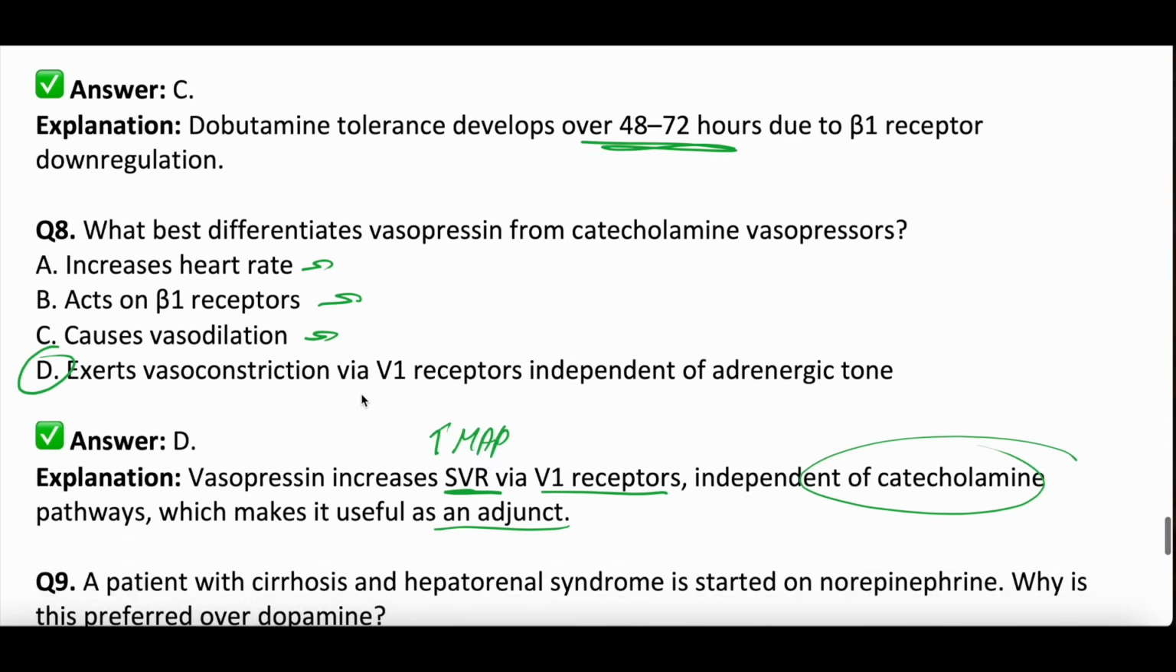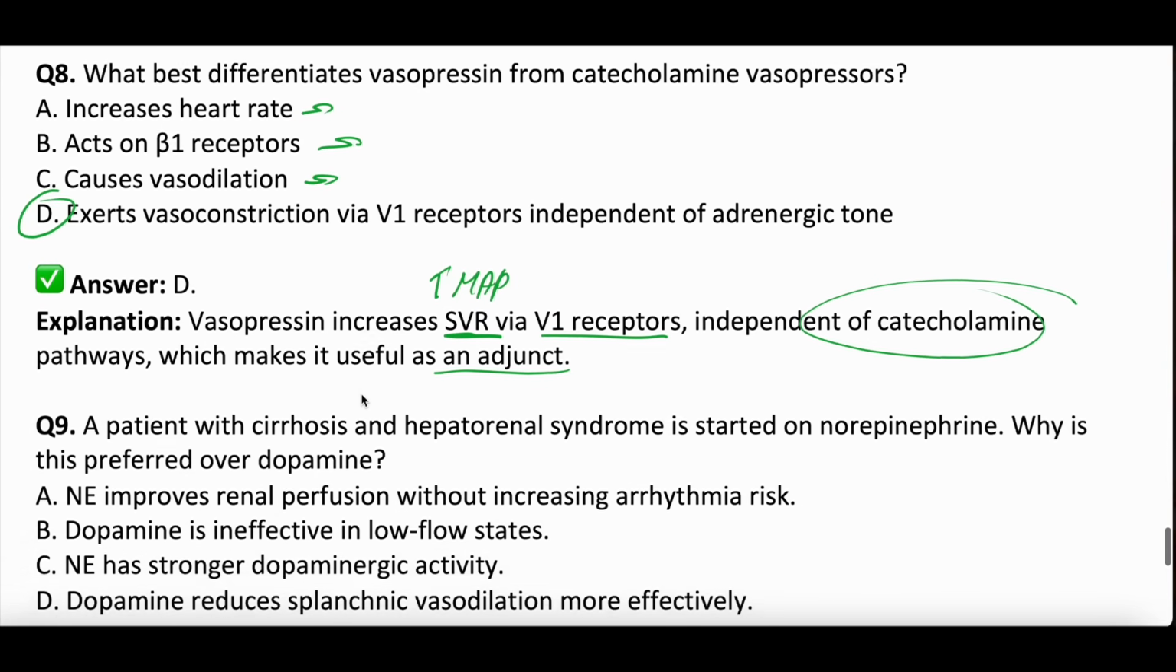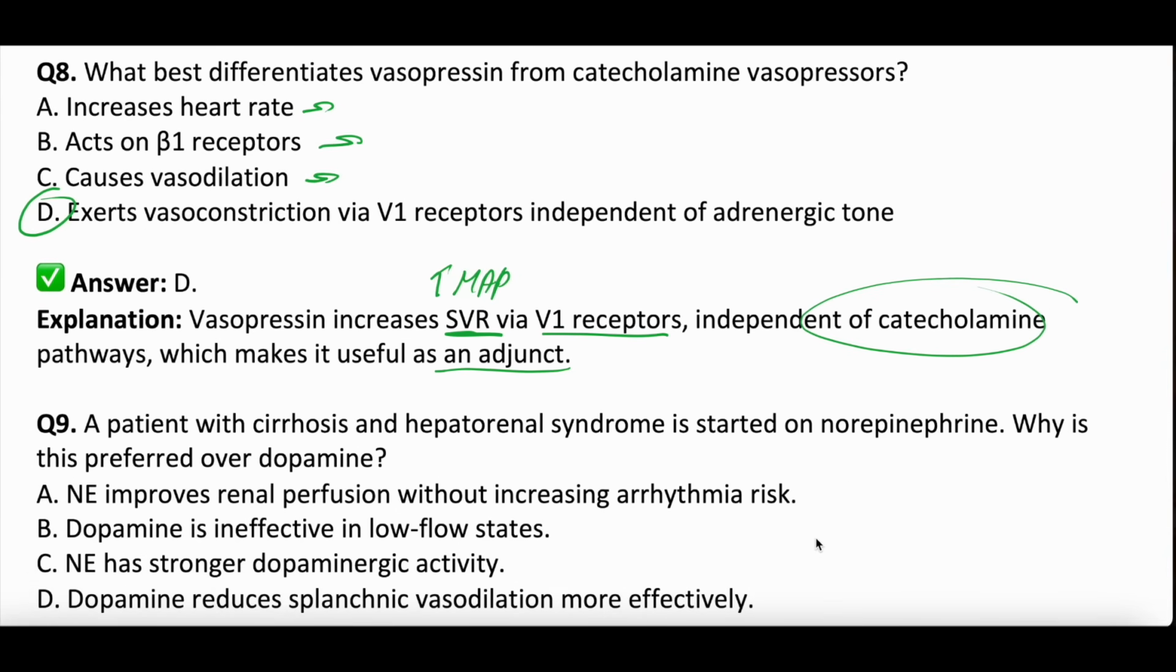All right, second to last question is question 9. A patient with cirrhosis and hepatorenal syndrome is started on norepinephrine. Why is this preferred over dopamine? A, norepinephrine improves renal perfusion without increasing arrhythmia risk. B, dopamine is ineffective in low flow states. C, norepinephrine has stronger dopaminergic activity. Or D, dopamine reduces splanchnic vasodilation more effectively.